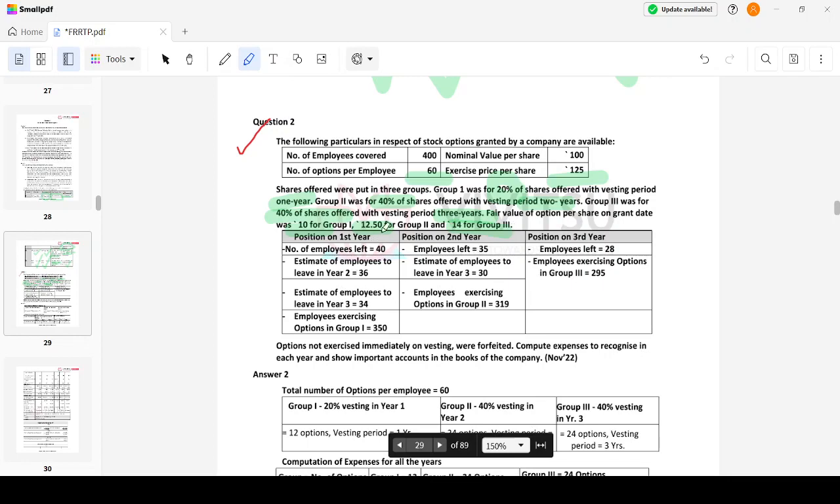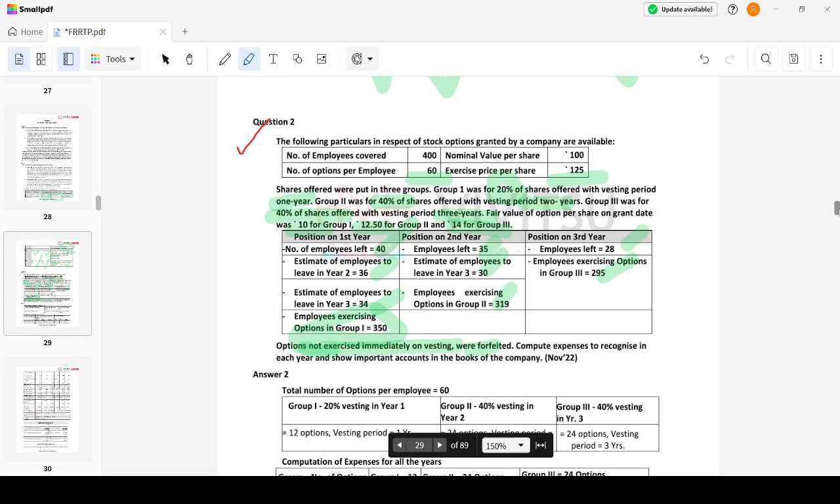Position in the first year: number of employees who left is 40, with estimates of 36 and 34. Exercising the option in Group 1 would be 350; Group 2, 35, 30, and 319; then 28 and 295. Options which are not exercised immediately on vesting are forfeited. Compute the expenses to be recognized in each year and show important accounts in the books of the company.